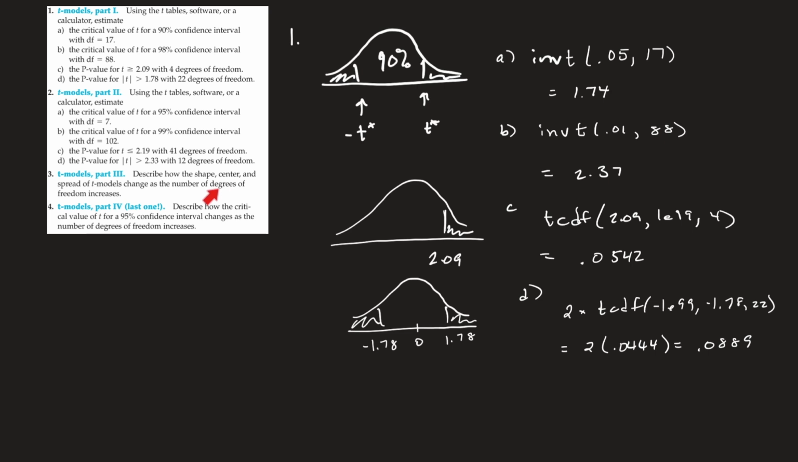But you're thinking, well, doesn't it become more normal? Yes, but normality is not technically a shape. The shape of a normal distribution is bell-shaped and unimodal.